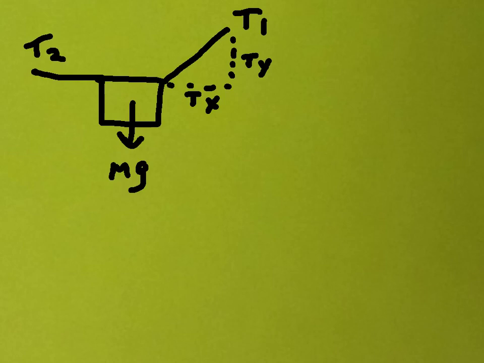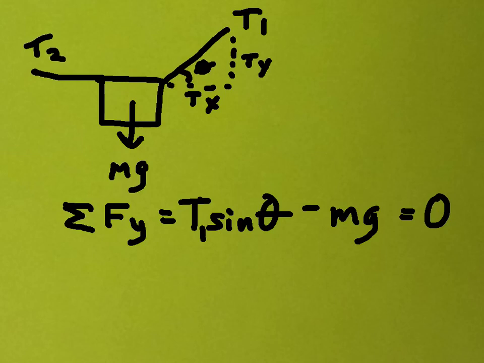If the wires are at different angles, where one is at an angle theta and the other is perfectly horizontal, you still resolve the sum of the net forces in the horizontal and the vertical. For the vertical, there is no vertical component of the T2 wire since it's horizontal. So we only need the Ty, which is T1 sine theta, minus the weight in the opposite direction, equal to 0 since it's not moving up and down.